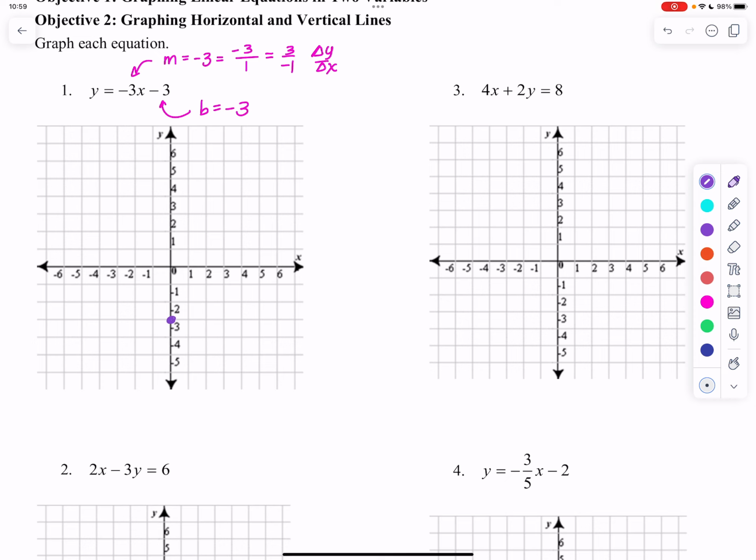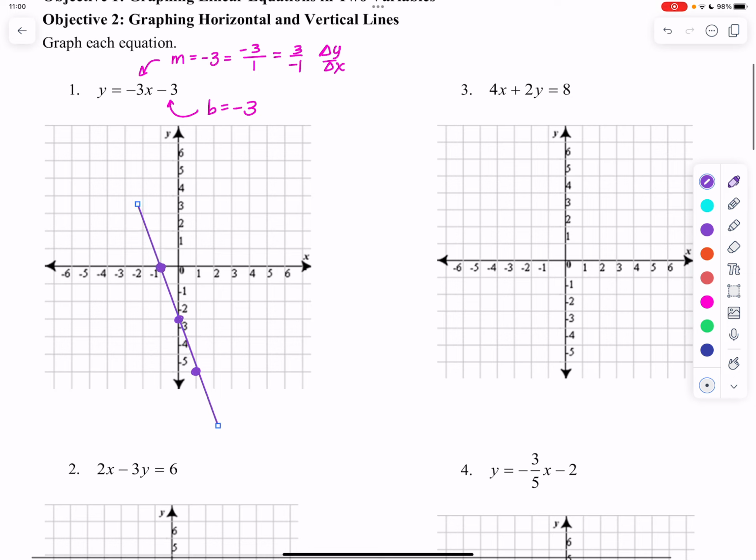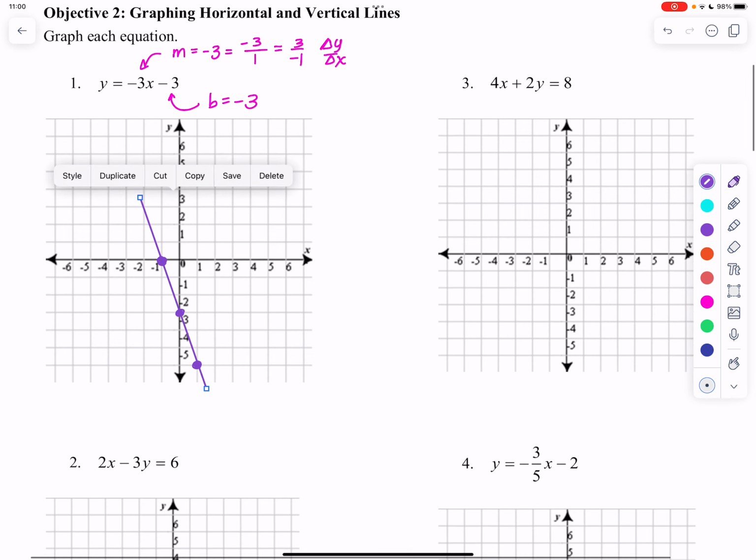And here we will go up 3 and to the left 1. We could also go down 3 and to the right 1. You only need 2 points though. So you were not required to use both of those points that I just plotted. So I'm just going to draw this line through those 3 points. And there we have our line.